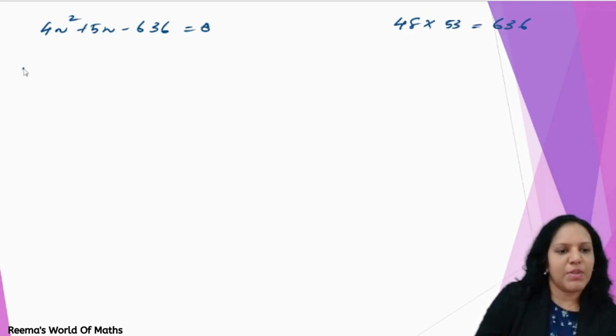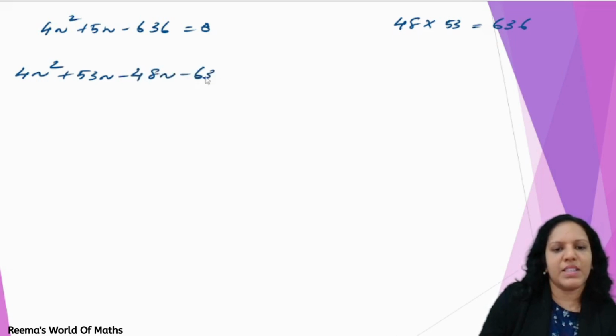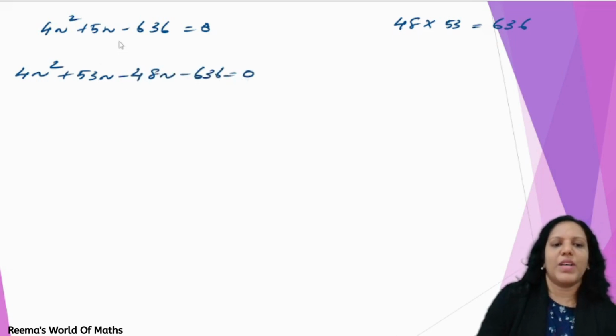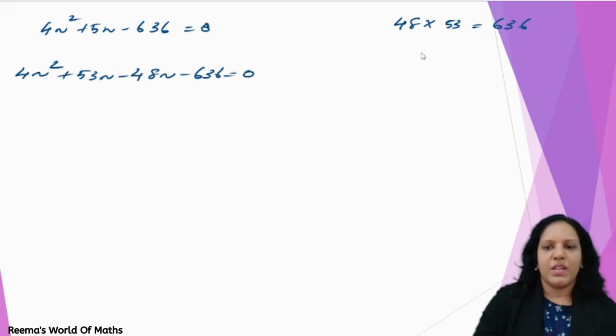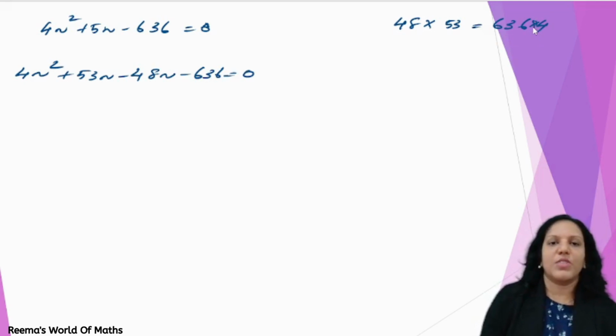So that is, it will be 4n squared plus 53n minus 48n minus 636 equals 0. So we have split 5n into 53n minus 48n. Also, 53 multiplied by 48 will also give you 636 multiplied by 4. Yeah, so that's how we split the middle term.